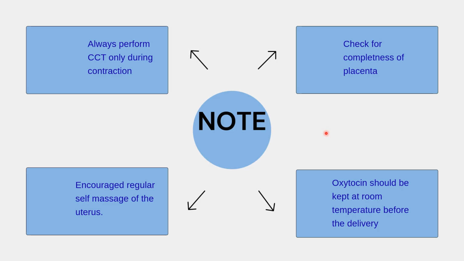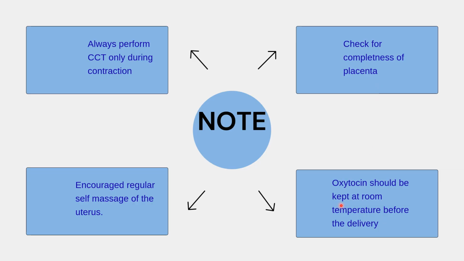So there are a few things that you need to remember. One is to always perform controlled cord traction only during a contraction. After that, you should also encourage regular self massage of the uterus. You need to encourage the mother to self massage the uterus after the baby is born and the placenta is delivered. Then you need to check the completeness of the placenta. This is also very important.